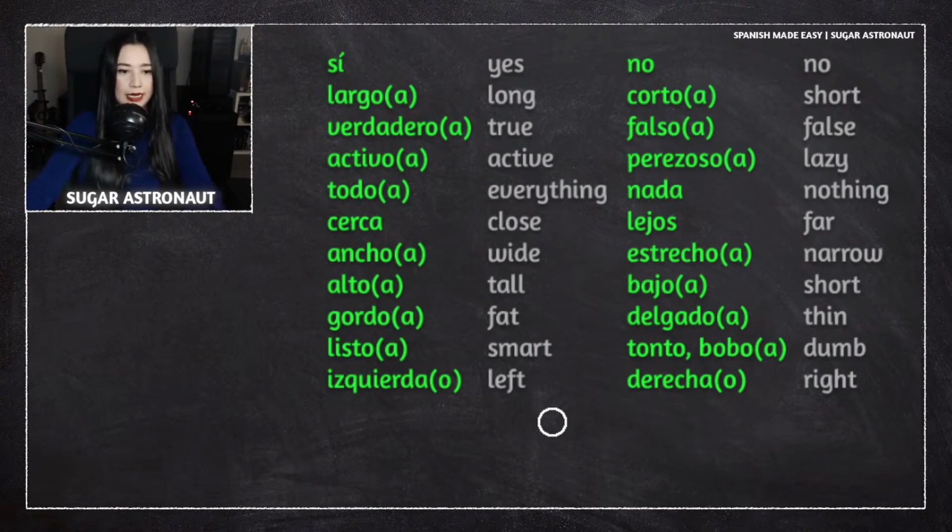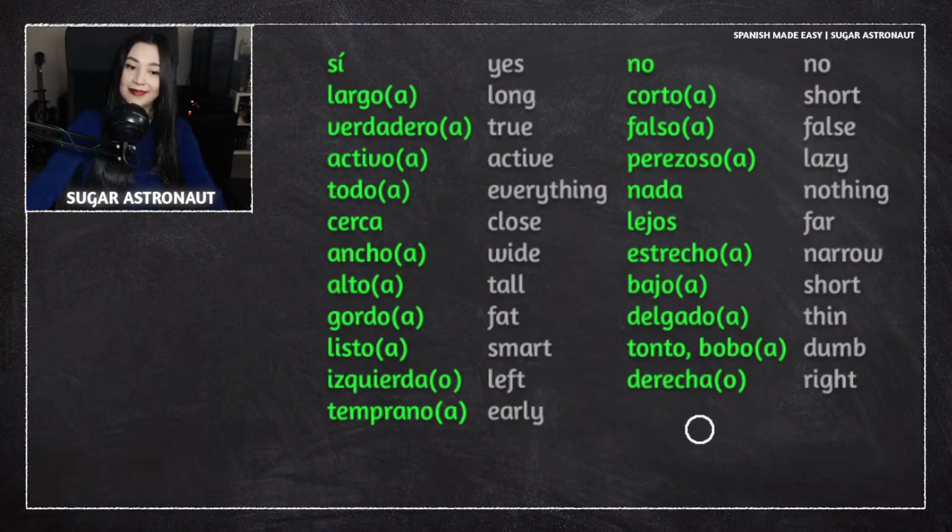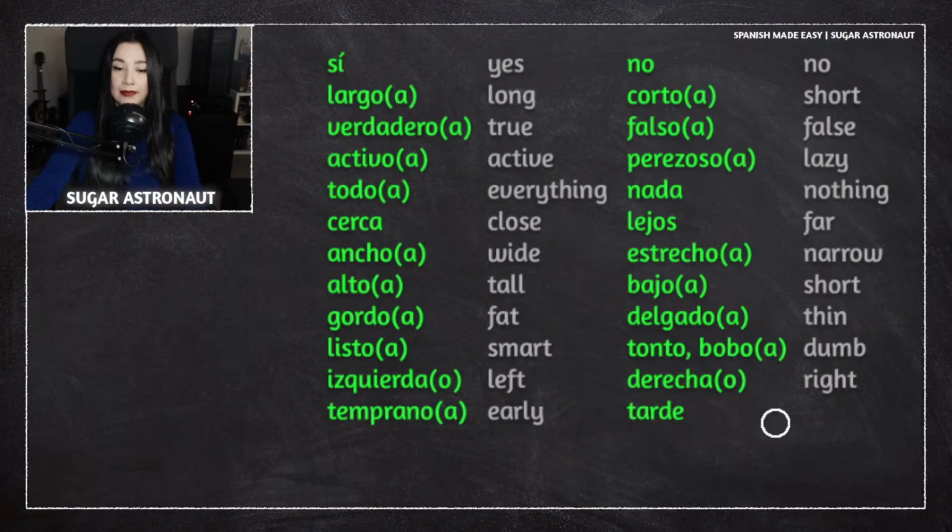Now, the next one is temprano. Temprano. That means early. It can also be feminine: temprana. Temprano, temprana. Early. The opposite is tarde. Tarde doesn't change. It doesn't have plural nor grammatical gender. Temprano can be masculine and feminine. And it usually stays singular as well.